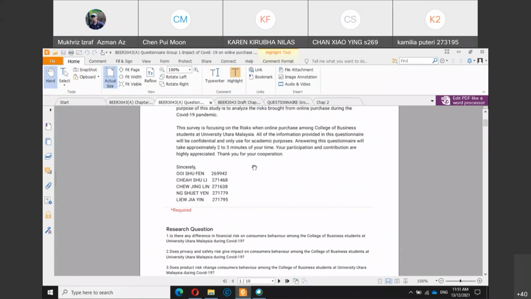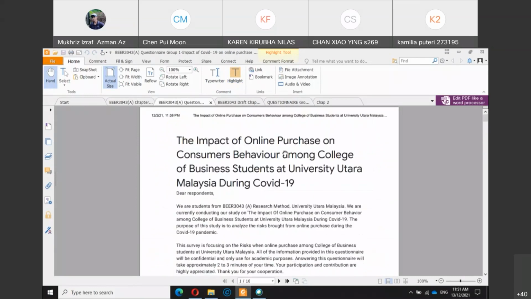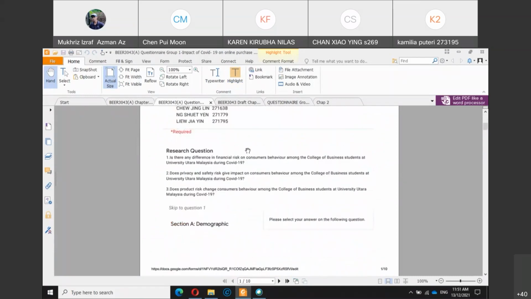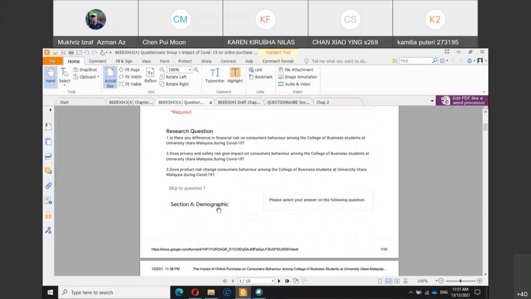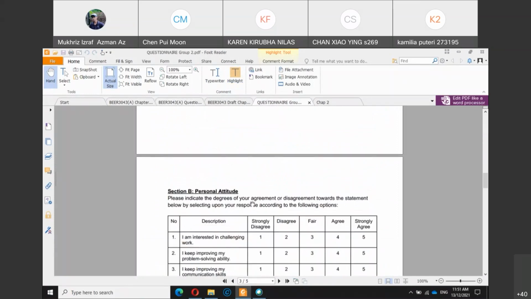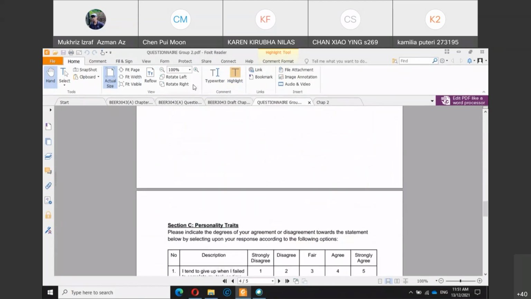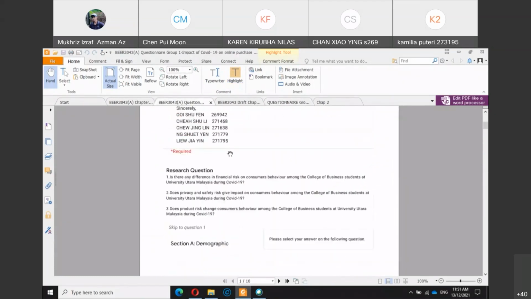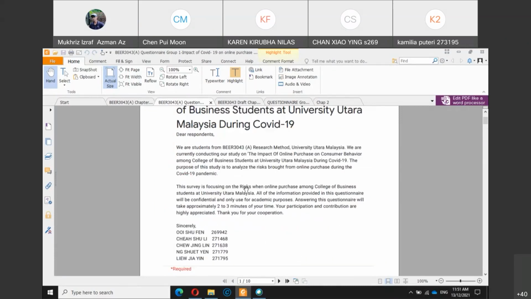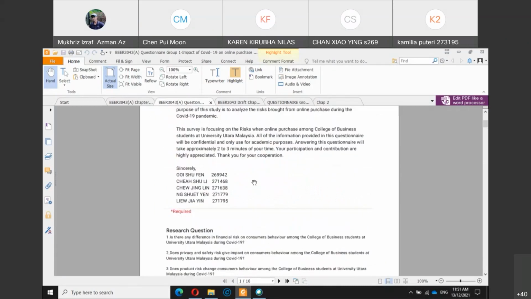Even though you are going to use, for example, Google Form, when you submit your report, do not submit in that format. You need to submit according to a proper report format, not in the format of how it appears in your Google Form. So prepare your questionnaire in Microsoft Word first, before you transfer it into Google Form.